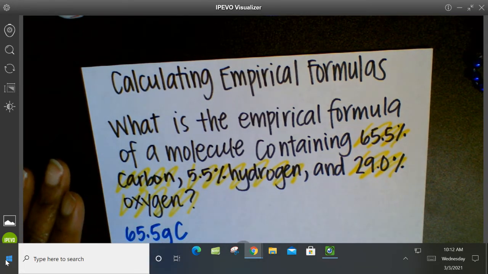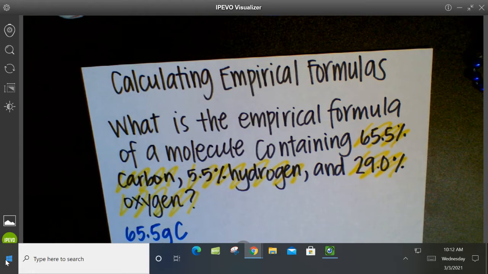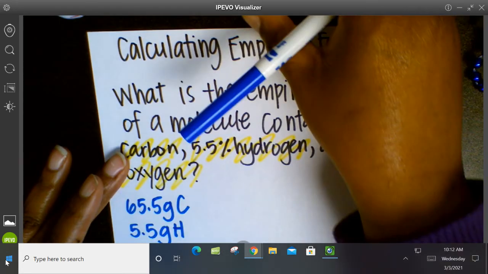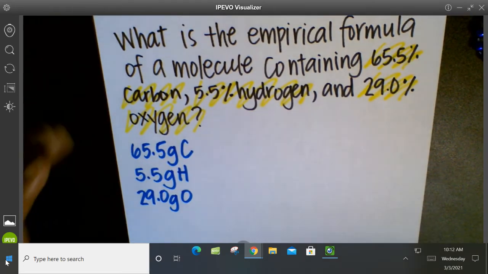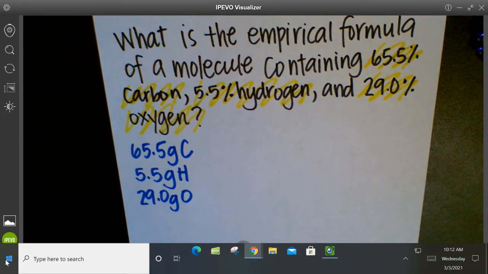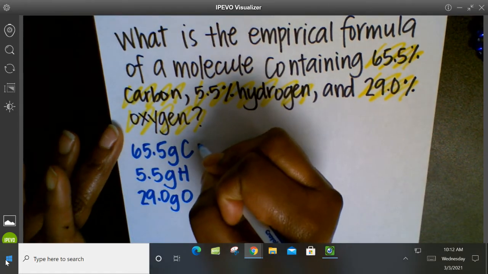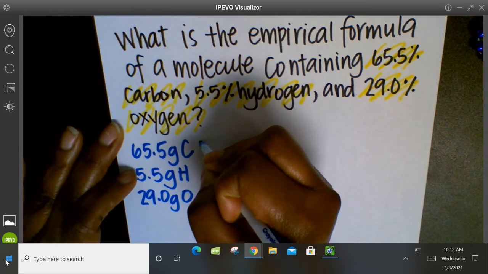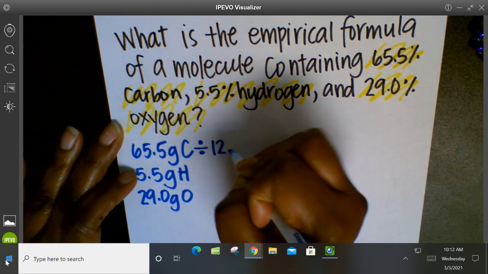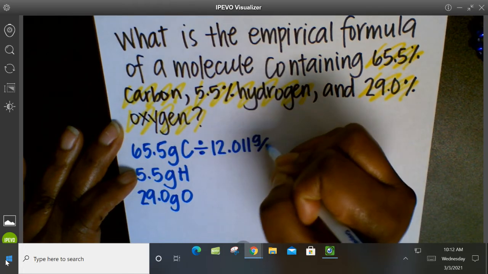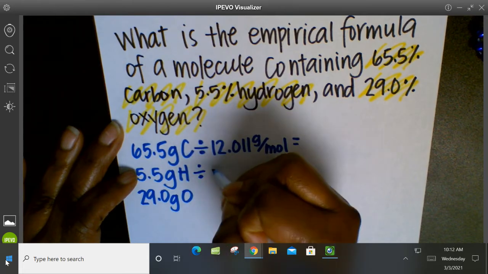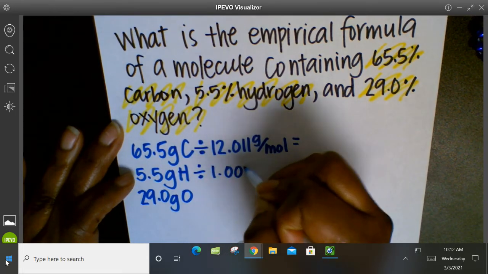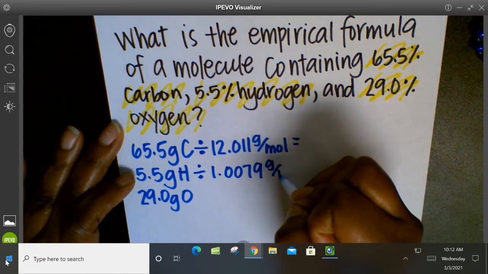Okay. Now, in order to find the empirical formula, we have to determine moles of our substance. Okay. And so how do we go from the masses that we're given to moles of the substance? We're going to divide by molar mass. So we're going to divide the 65.5 grams of carbon by the molar mass. And we get the molar mass from the periodic table. The periodic table you're using may have a slightly different value for the molar mass, but that should be okay. It should not drastically change anything.